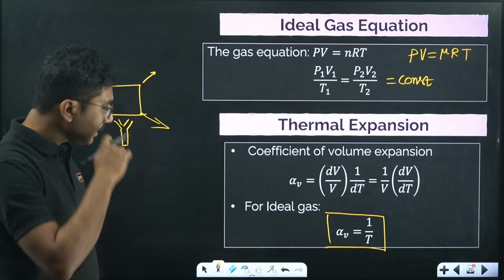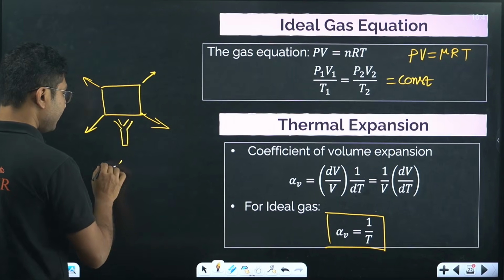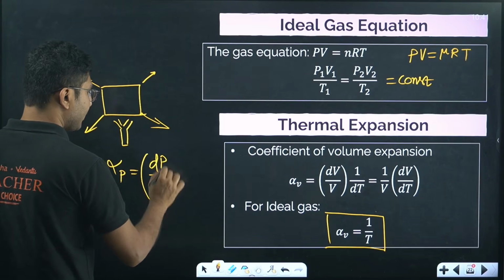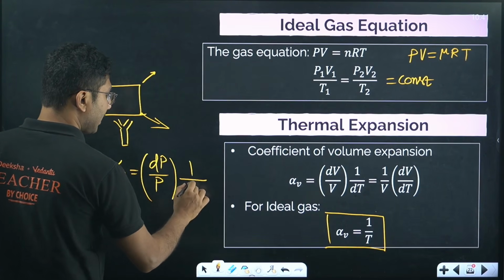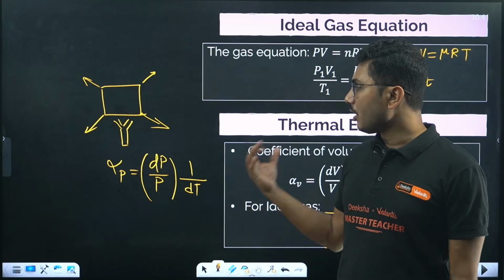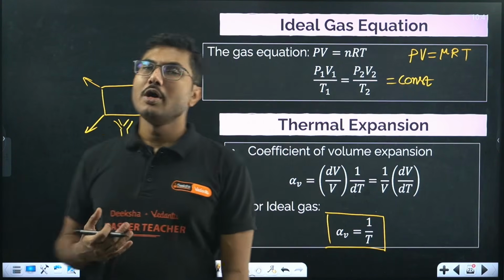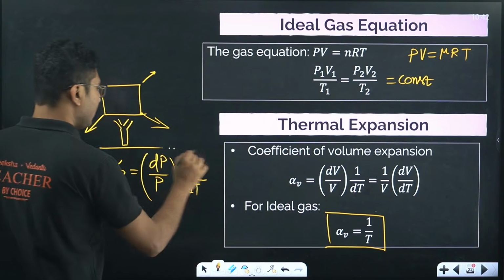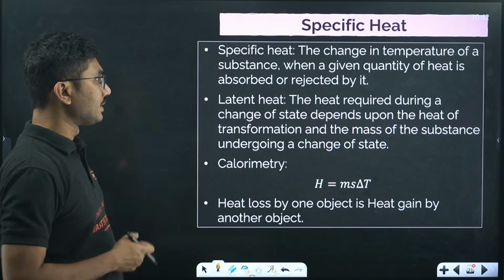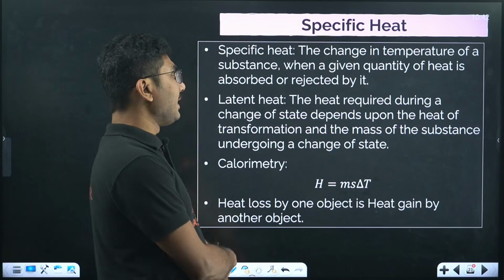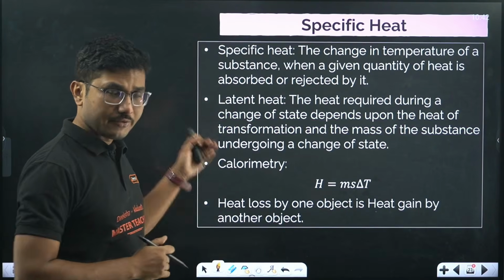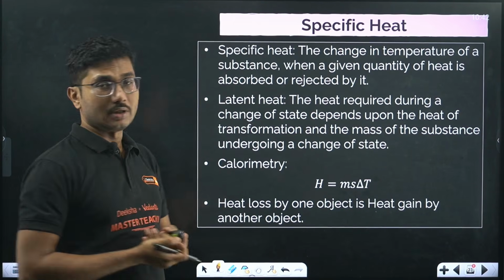Now what about the pressure coefficient? Pressure coefficient similarly can be written as change in pressure divided by original pressure, into change in pressure divided by change in temperature. So how you change the temperature determines how the pressure changes. Now this has no fixed value. Based on the problem you might require to solve it, but there was no question on this in previous year papers. Now let us discuss specific heat. It is an important concept. Based on this, obviously we have seen many questions in the last 10 years.